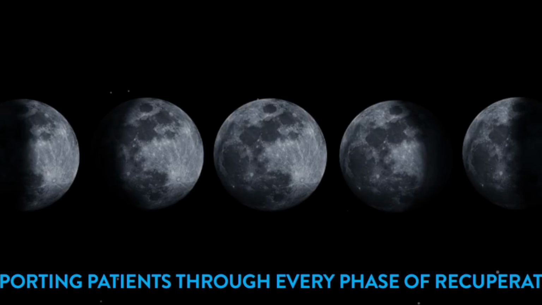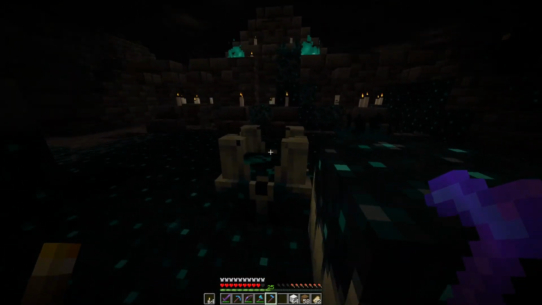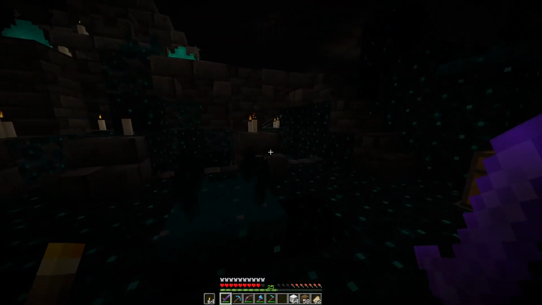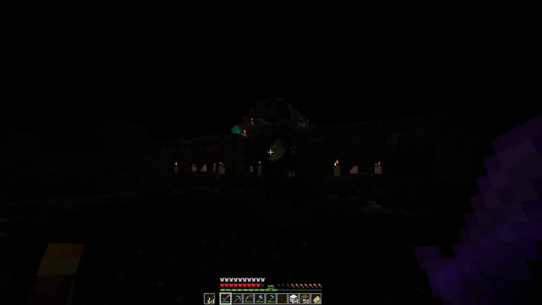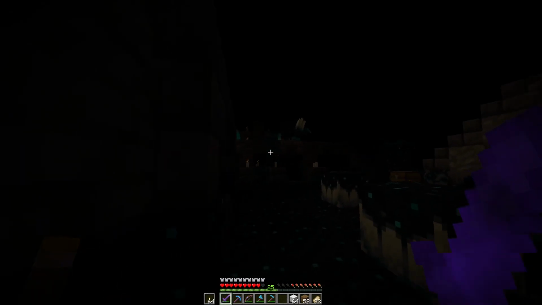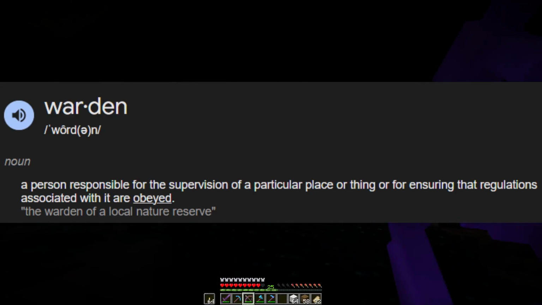Yo, I love the moon! At number 4 with 21 points, here comes the... look, it's my dad! The warden, meaning a person responsible for the supervision of a particular place or thing.